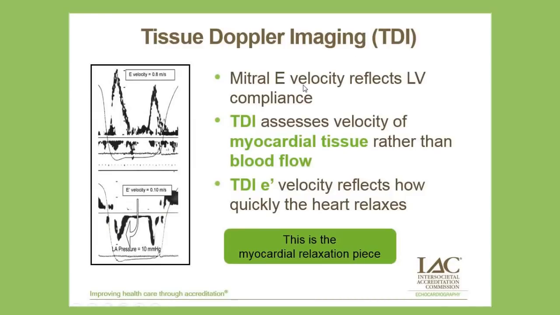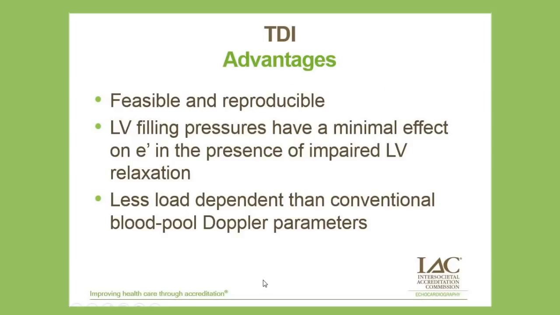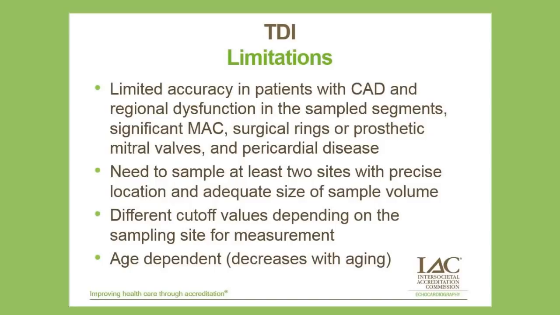Moving on to tissue Doppler. Now, we talked about how the mitral E velocity reflects LV compliance. Tissue Doppler actually looks at the velocity of the myocardial tissue rather than the blood flow, and therefore the tissue Doppler E prime velocity reflects how quickly the heart relaxes. And this is the myocardial relaxation piece. So the mitral inflow helps us with the filling pressures, and the tissue Doppler helps with the myocardial relaxation. Advantages with tissue Doppler are that it is feasible and reproducible, and the LV filling pressures really have a minimal effect on E prime in the presence of impaired LV relaxation. It's also less load dependent than conventional blood pool Doppler parameters.